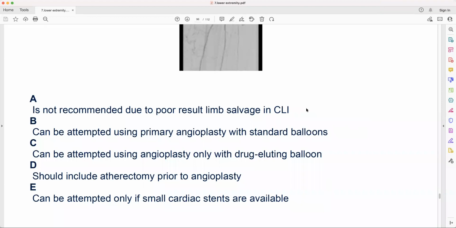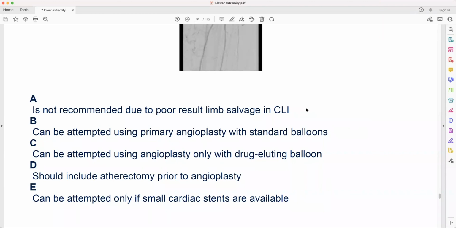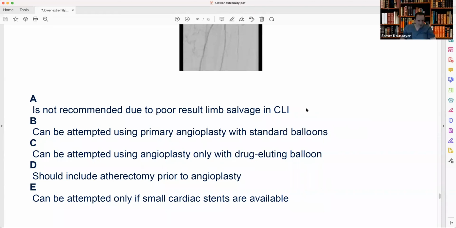Can be attempted using a primary angioplasty with standard balloons. I think this is what we do every time, right? Okay, yeah, this is what we do in Bologna. Let's do the next one now.